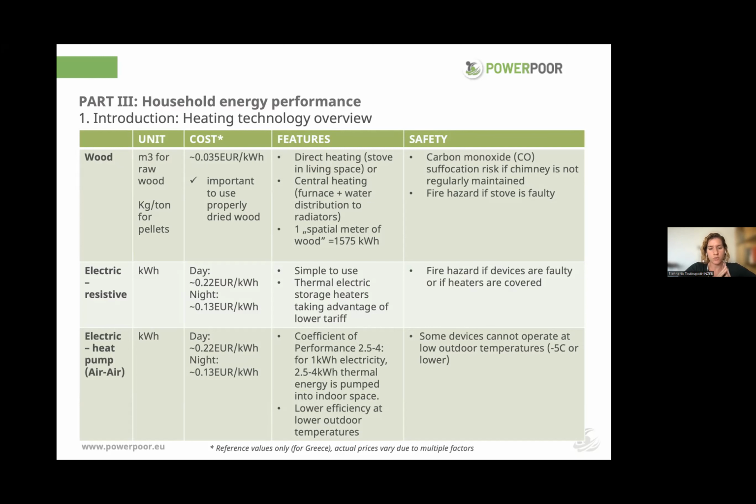generates about 1,575 kilowatt hours. Of course, something we need to point out is that there is a carbon monoxide suffocation risk if the chimney is not regularly maintained, and of course a fire hazard if the stove is faulty, or if the space is not protected, then the fire can easily go into the living space.